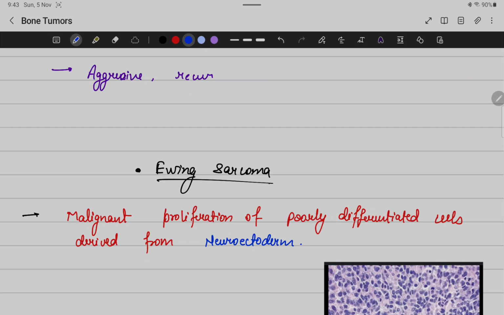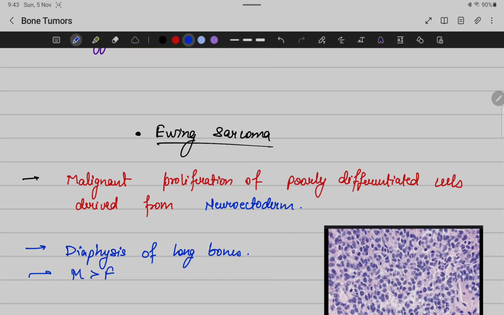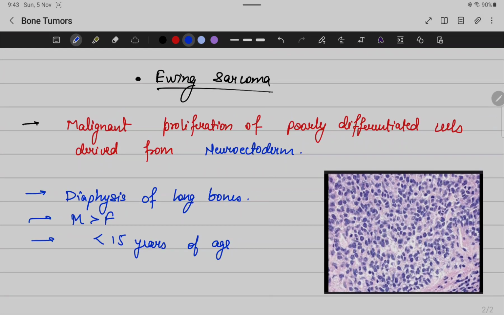Okay. So where does it occur? It occurs in the diaphyses of long bones. It arises in the diaphysis, that is the shaft of long bones. More common in males than females, and it presents in children less than 15 years of age. Now when you x-ray this tumor, you get a characteristic onion peel appearance. Onion peel appearance on x-ray, right?